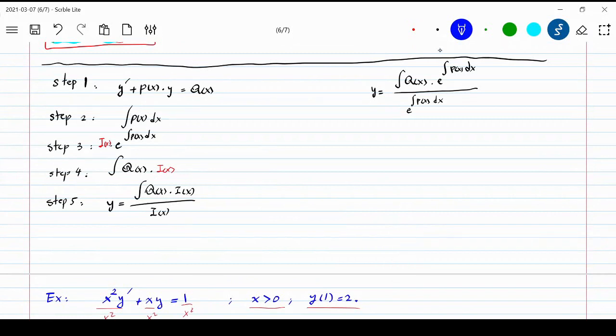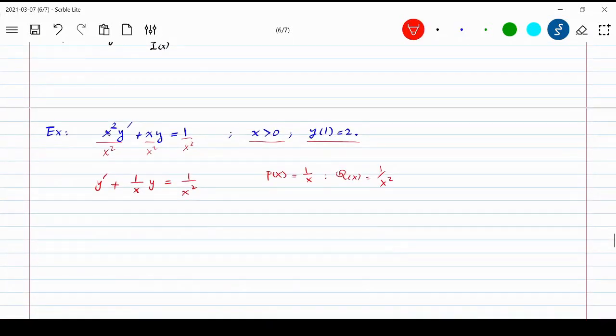to find the integral of p(x). So this is step 1. Step 2 would be finding the integral of p(x) dx, which is the integral of 1 over x dx, and that is simply ln of the absolute value of x. With the assumption given here, you don't really need the absolute value. So I can say simply ln x. And then, since we're using it for the integration factor, there is no c here. This is used for the integration factor.